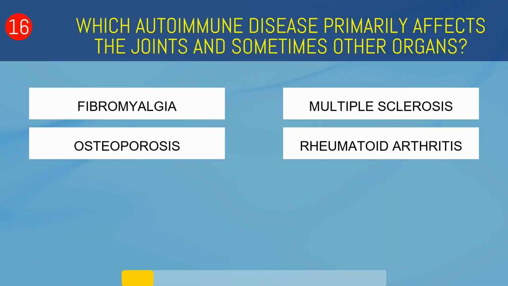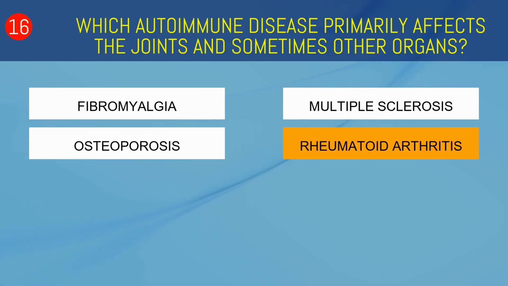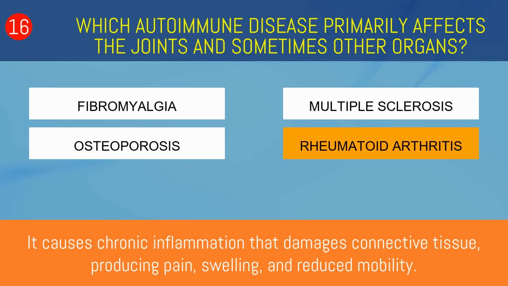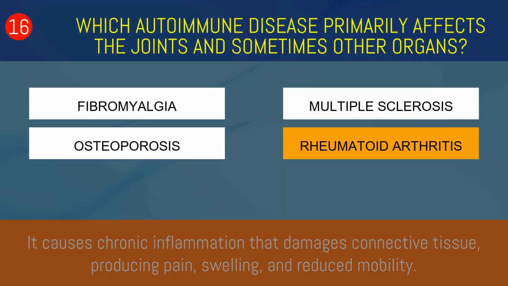Which autoimmune disease primarily affects the joints and sometimes other organs? Fibromyalgia, osteoporosis, multiple sclerosis, or rheumatoid arthritis? Rheumatoid arthritis. It causes chronic inflammation that damages connective tissue, producing pain, swelling, and reduced mobility.